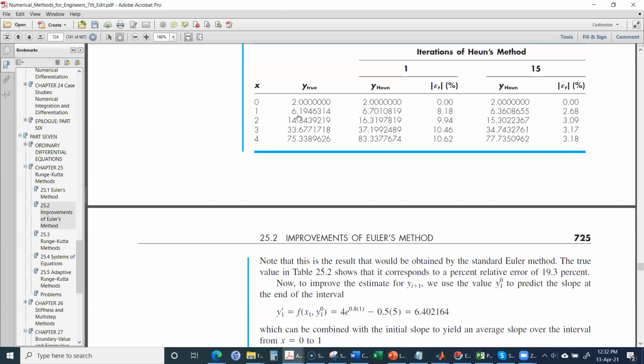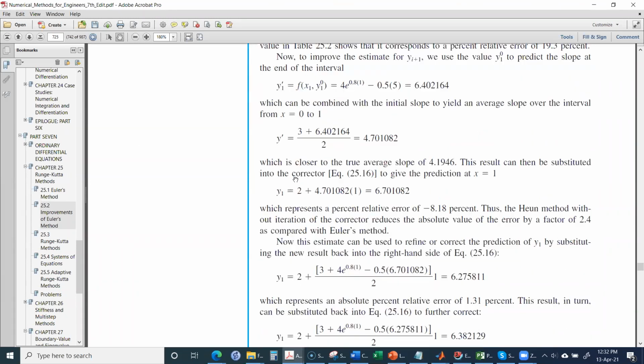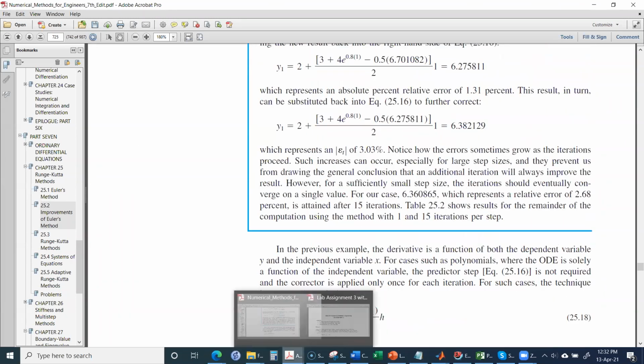So for one, it was 6.19466314, right? So the same which we got from here, the true value. And this was the true value, right? And this is the very close value we also got from this numerical solution.